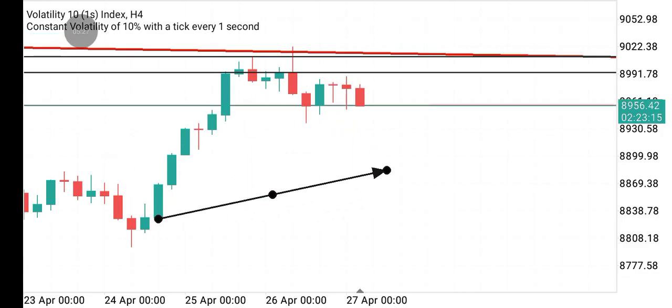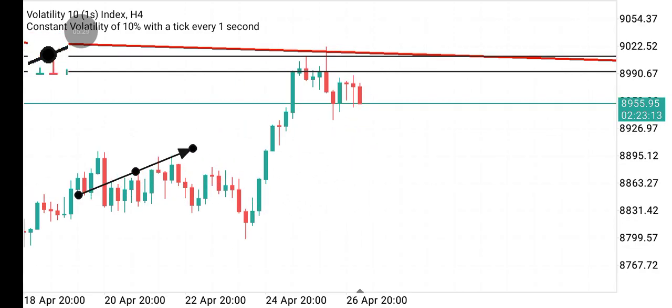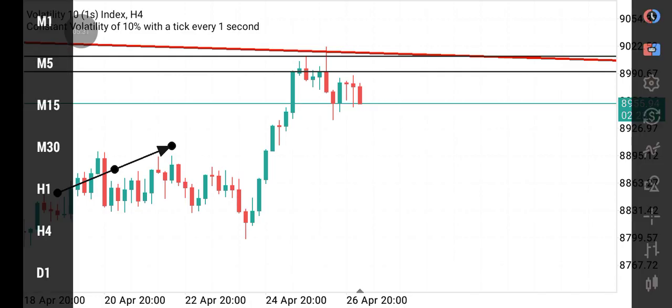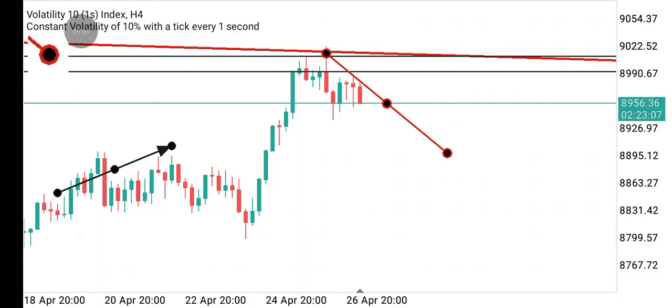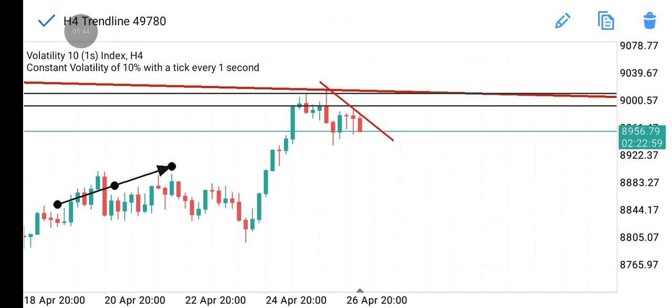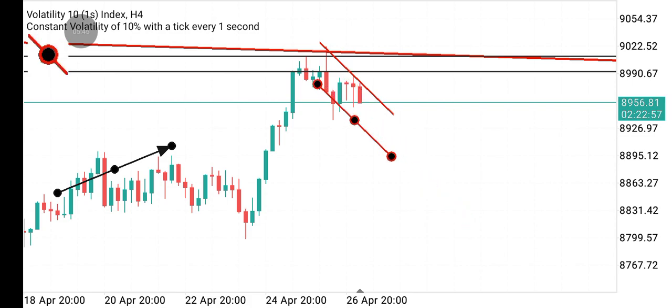So what I'm seeing here is the market is correcting. On this time frame, I'm seeing a correction at this point. Like if you want to join these lower highs like this, and then I duplicate this and place it somewhere here, so we can see that we are having lower highs there.